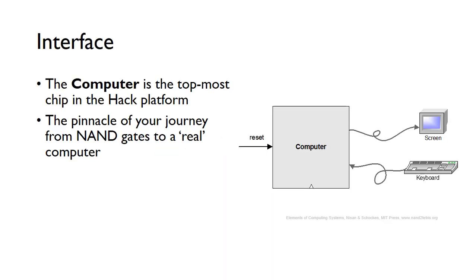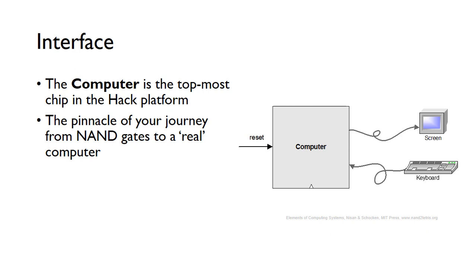So we can now look at the Hack computer. The computer is the topmost chip in the Hack platform, and it's a pinnacle of this journey from NAND gates to a real computer. We started off with the very basic logic gates, combined those together to create multiplexers and so on. Then we built adders, an arithmetic logic unit. We built all different types of memory. Then we combined those together to build the CPU. And now we can start putting the CPU and the memory together to give us this very top level computer. This is what represents the actual computer.